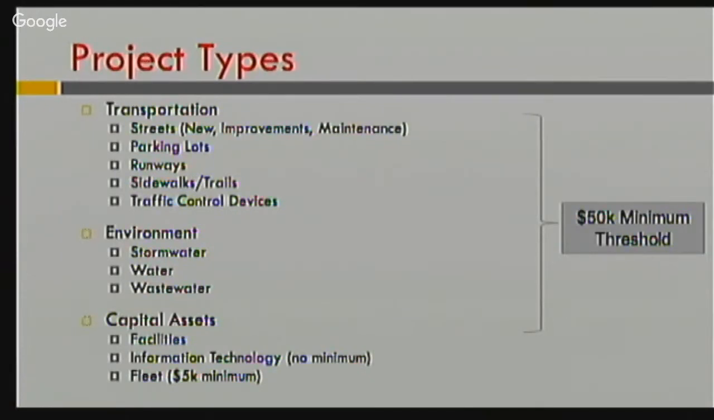So the projects are categorized into these three major groups: transportation, environment, and capital assets. And again, these are big ticket items we're talking about. If it costs less than $50,000, we can talk about those items come budget time when we talk about more operational needs. That's true with everything except for information technology and fleet, which you can see the thresholds there.